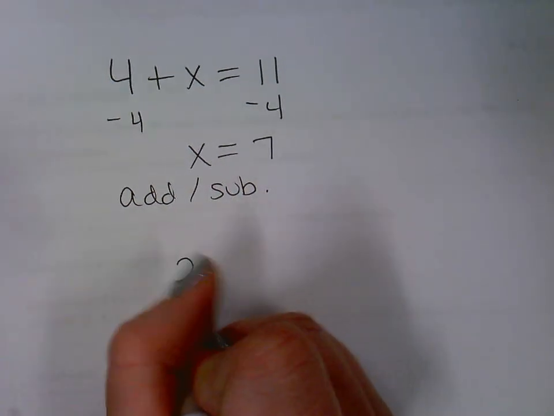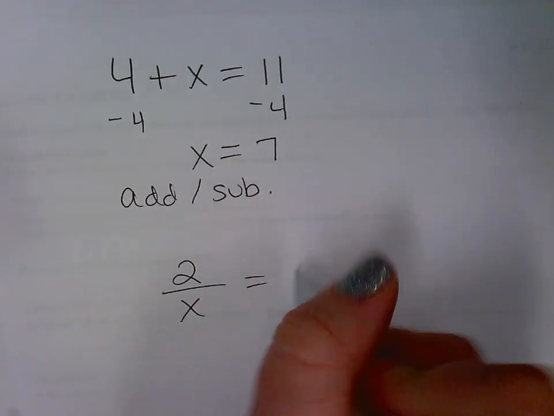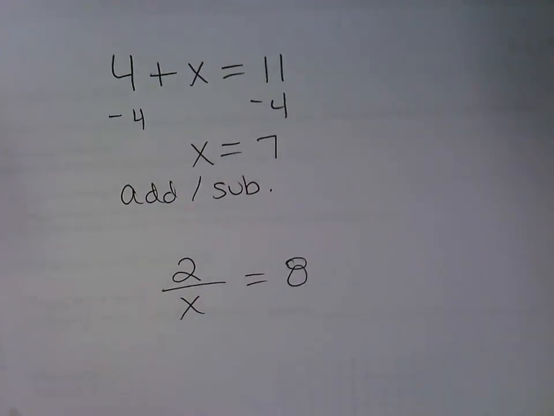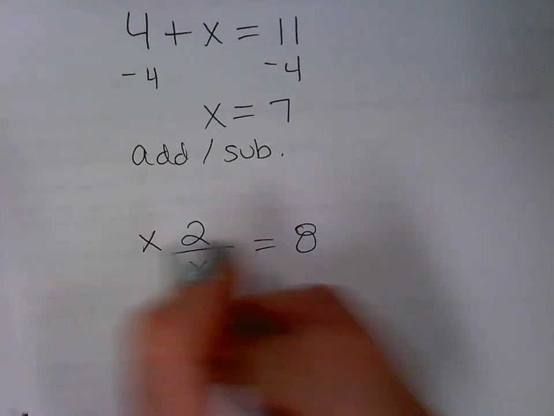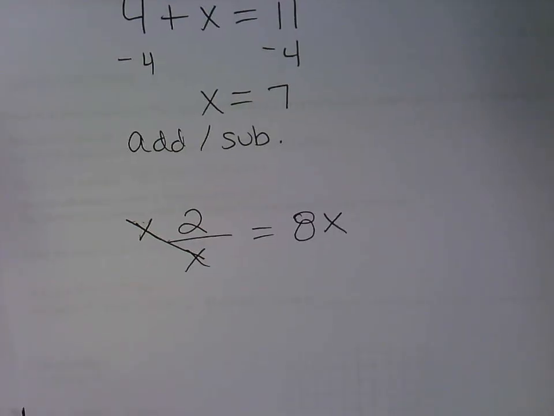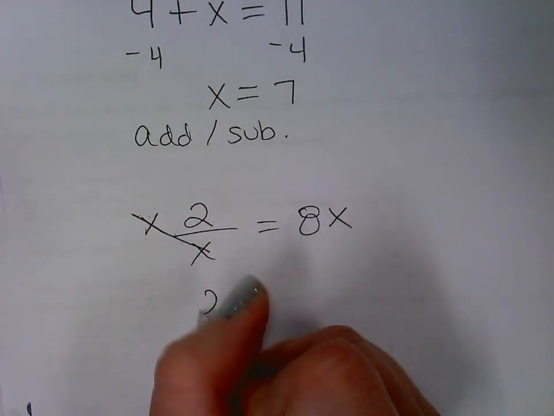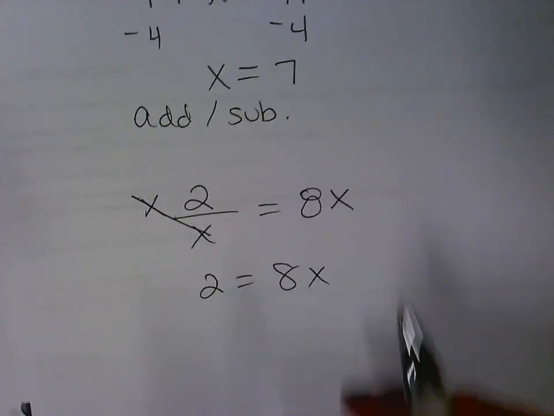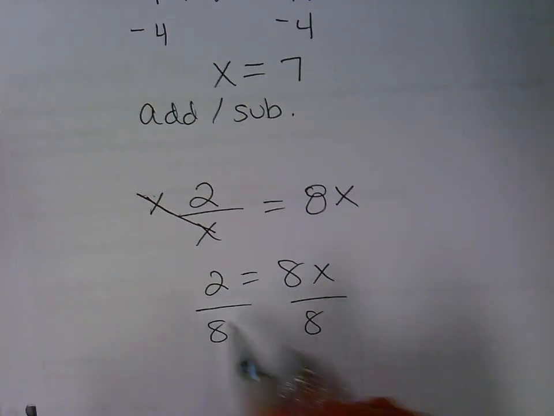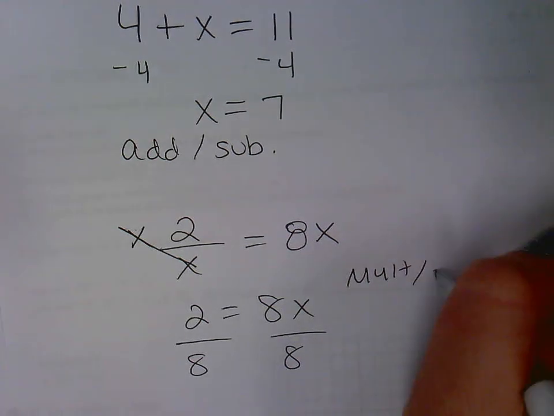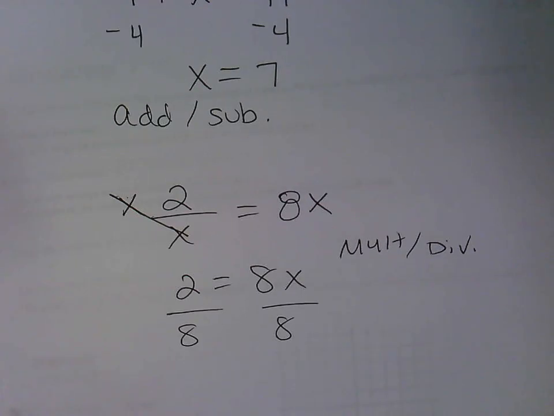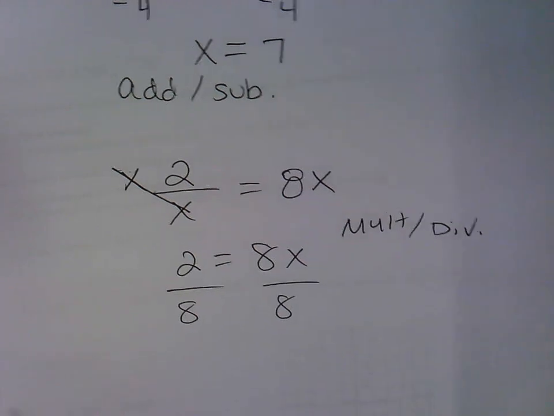Multiplication and division. So if I take 2 divided by x and get 8 or something, what would I do first? Both sides, I would multiply by x to get x out of the denominator. Now I have 2 equals 8x, and then I would divide by 8, right? So multiplication and division are another pair of inverse functions. Can you give me one more from last unit?